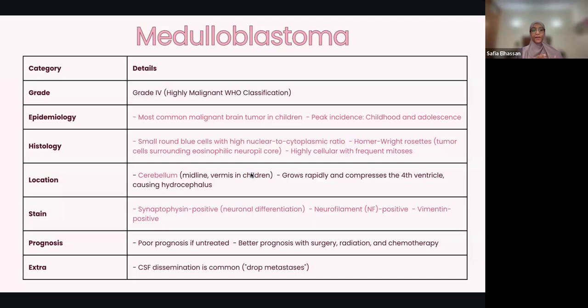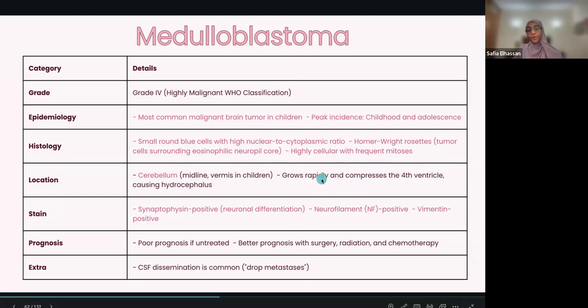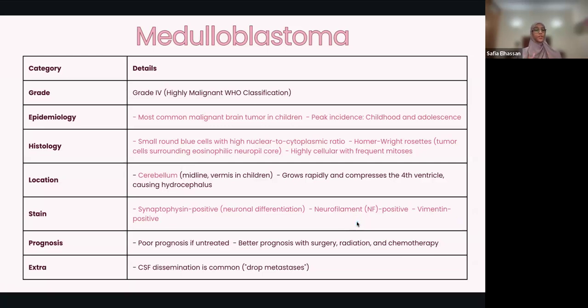Some of the other features that it can have are small round blue cells with high nuclear to cytoplasmic ratio and highly frequent mitosis. It's located in the cerebellum exclusively, usually in the midline, and it grows very rapidly and compresses the fourth ventricle, causing hydrocephalus. That's why patients will present with things like headaches. As for the stains, it's synaptophysin positive, neurofilament positive, and vimentin positive. The prognosis of this is poor, especially if it's untreated. However, it does have a better prognosis if it's treated with surgery, radiation, or chemotherapy, and it can disseminate through the CSF.